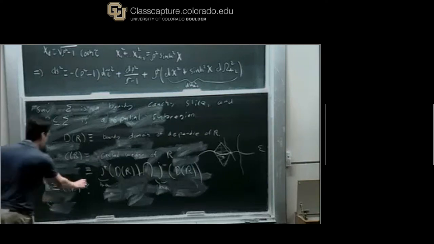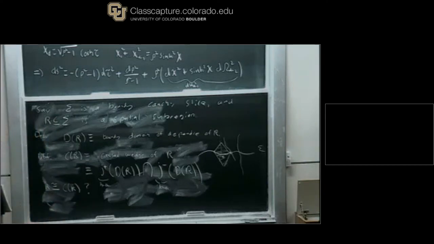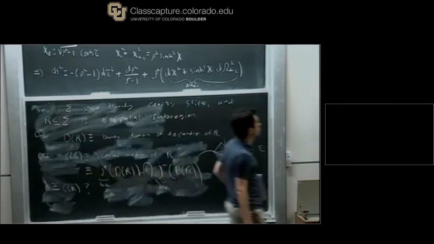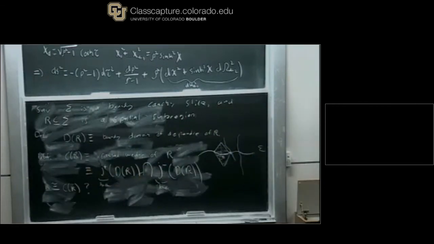But I also put a question mark for an additional reason. I showed you that if I have an operator here which is in the causal wedge, I can represent it in the boundary. But it could be that there are things outside the causal wedge which can also be represented in the region R. I didn't show you that that's not possible. I just showed you that this was possible. And in fact, we'll see that in general, this is not true.